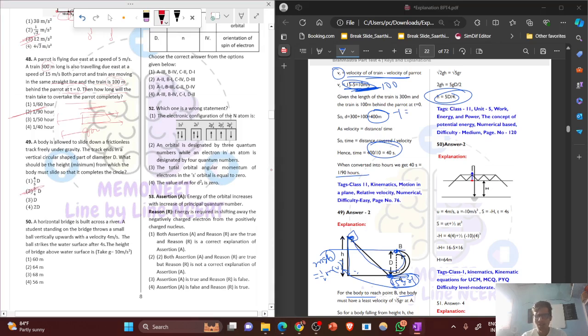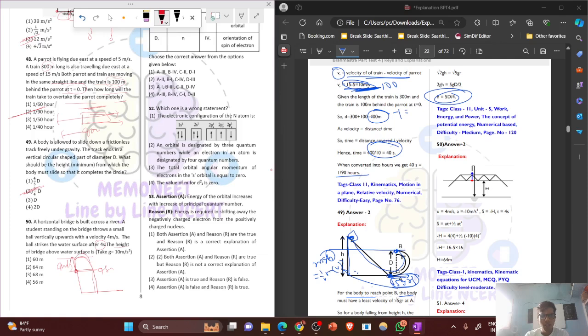Now moving to the last question. A horizontal bridge is built across a river. A student is standing on the bridge and throws a small ball vertically upward with the velocity given. The ball strikes the water surface after 4 seconds. The height of the bridge above the water is asked. Let's suppose this is water and this is the bridge. The ball goes and takes a total of 4 seconds. Vertically upward, it starts with 4 meter per second. You just need to calculate this height.